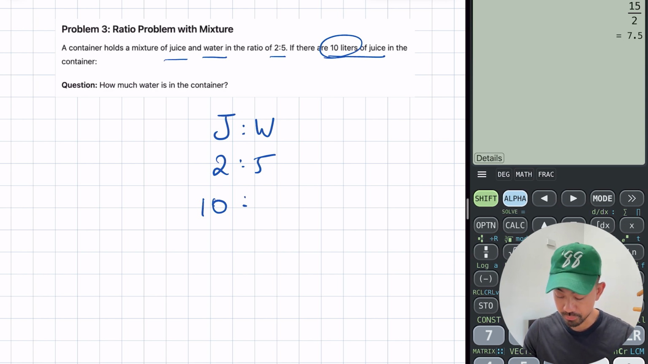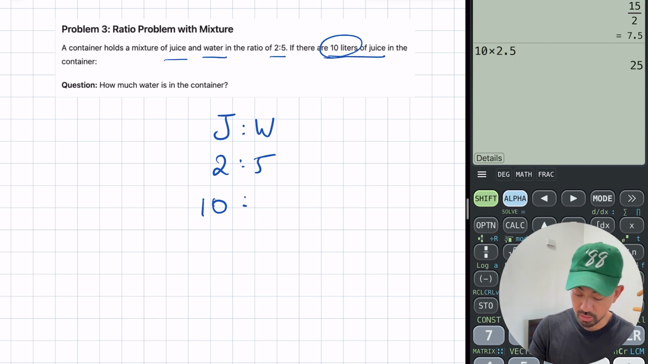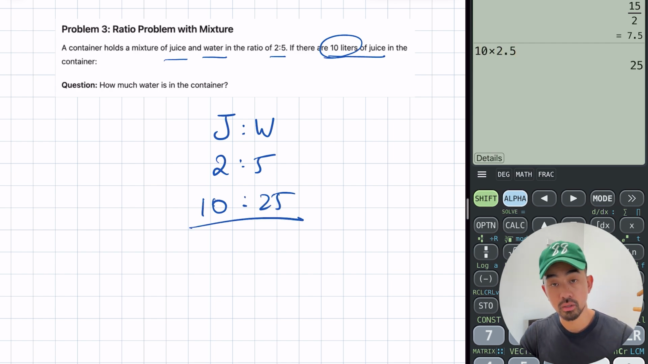Now, one way you can think about it is in terms of parts. So here you've got 2 plus 5, that's 7 parts. And so 2 over 7 parts, because there's 7 total parts, is going to make up 10 liters. But I'll take a little bit of a different approach. Another way I can think about it is how much bigger is 5 than 2? Clearly it is going to be 2.5 times. If you're not sure how to get that, just do 5 divided by 2. So for every 1 part of juice, there is 2.5 water. So if there's 10 parts of juice, there's going to be 2.5 times that amount. So 10 times 2.5, that is 25 liters. So 25 liters of water.